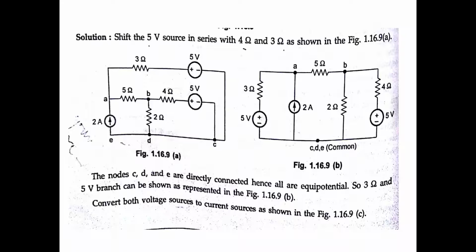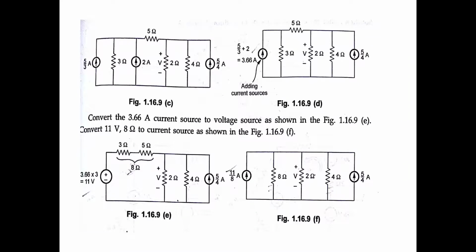Here both the voltage sources, 3 and 5, and here also 4 and 5 volts, are converted to current sources. How to convert? 5 by 3, that is V by R. Here 5 by 4. The remaining stays as it is. The 3 ohm and 4 ohm stay connected in series, and the current sources are in parallel, because the currents are parallel. 5 by 3 and 5 by 4, with the 4 and 3 connected in parallel, and this portion remaining as it is.